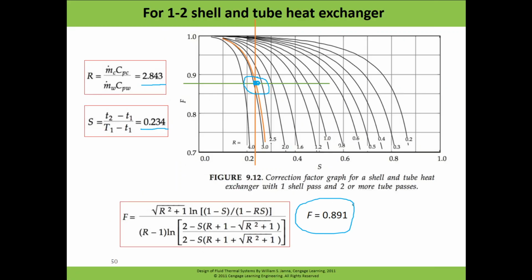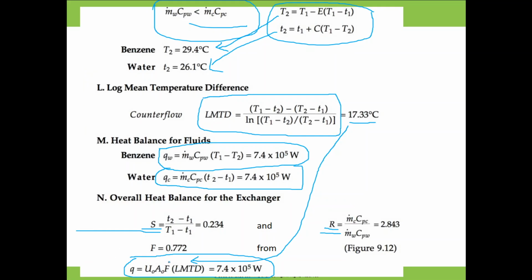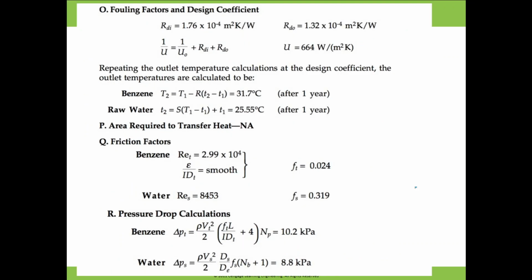Okay, so when we substitute this value of F here, we find that the rate of heat transfer comes out to be 7.4 times 10 to the power 5, which is equal to these two values. So here our thermal analysis is complete now. We know the final temperatures, we know the rate of heat transfer, and we know the effectiveness of the heat exchanger.